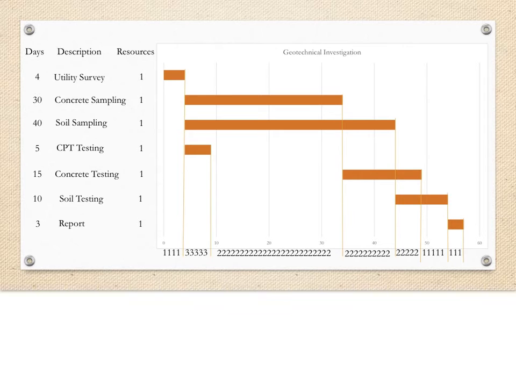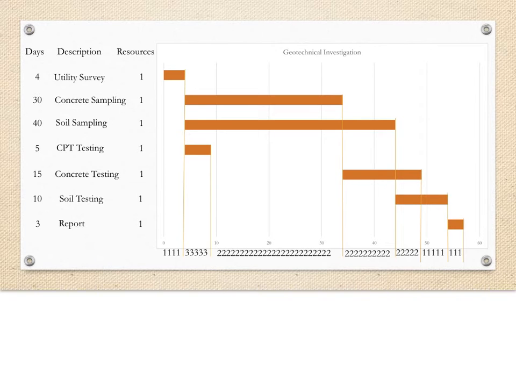So that leaves us with the concrete sampling, CPT testing, and concrete testing to be shifted. The goal here is to reduce the number of resources from 3 to 2 during these 5 days. We could shift the CPT testing to the end of the concrete sampling, but then we would still have 3 resources being utilized with the start of the concrete testing.